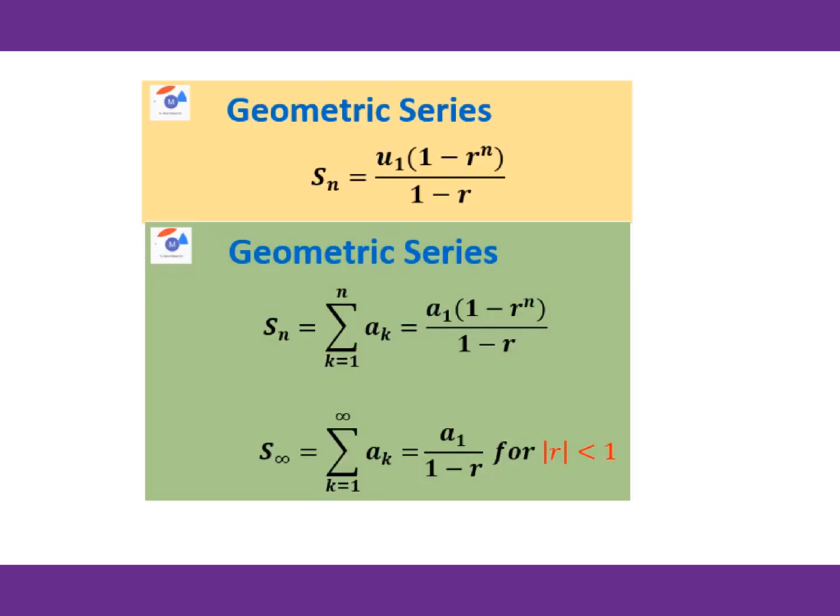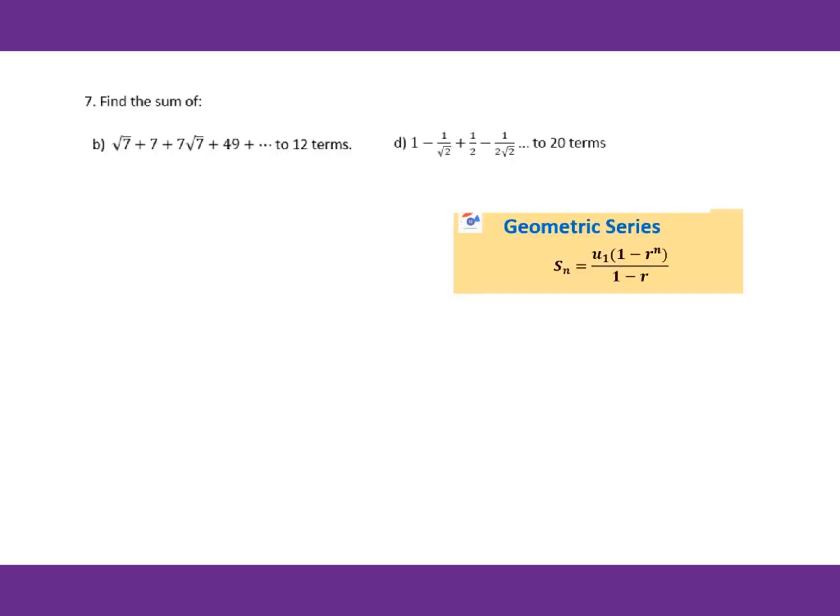This video is about geometric series. Here is the formula. For geometric series, we have another formula. When the absolute value of a common ratio is less than 1, then S sub infinity equals a sub 1 over 1 minus r.